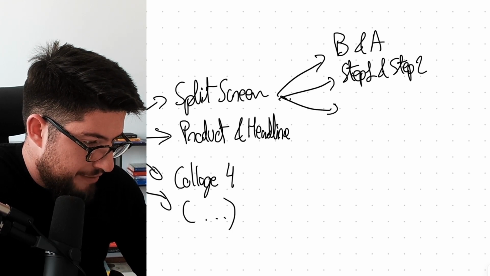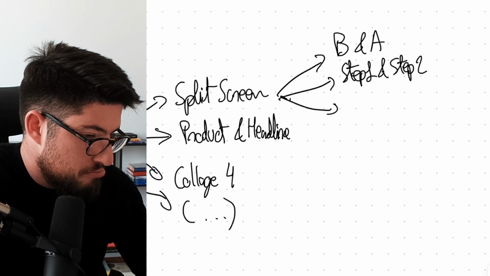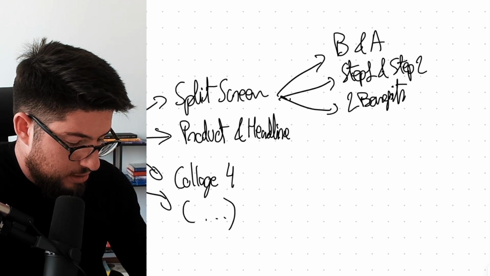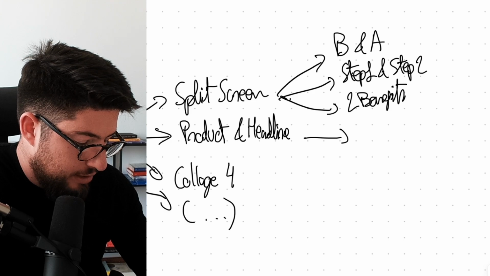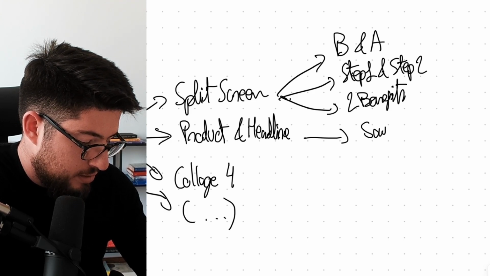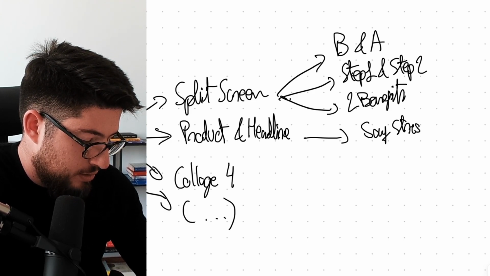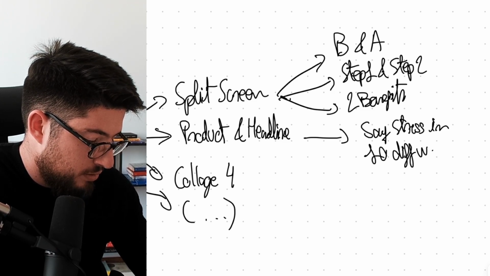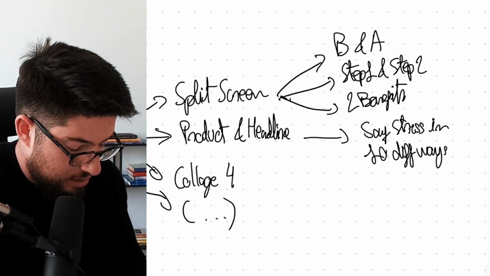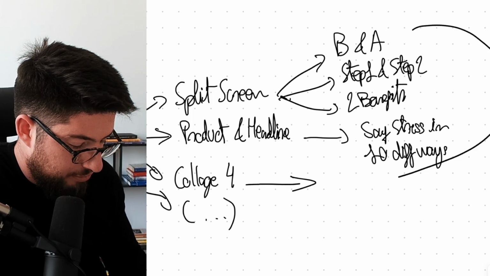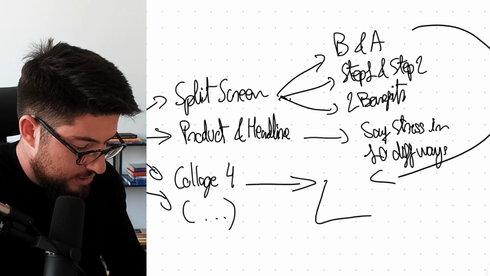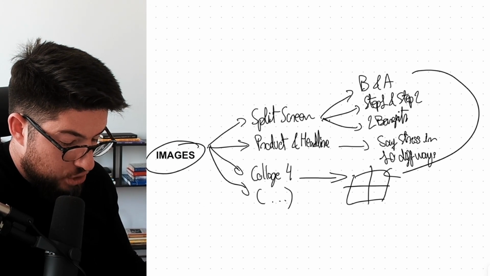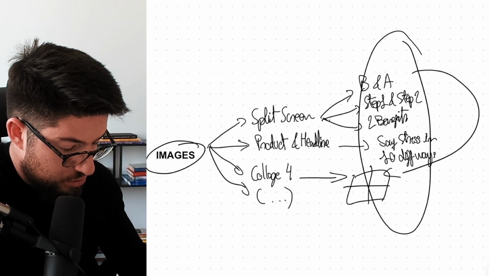I can have 2 benefits, etc. And then product and headline, I can say stress in 10 different ways. And then collage, it's the same thing as the before and after, but in 4 steps. It would be basically this. And more, and that's just image, so you would extract all of this just from image.